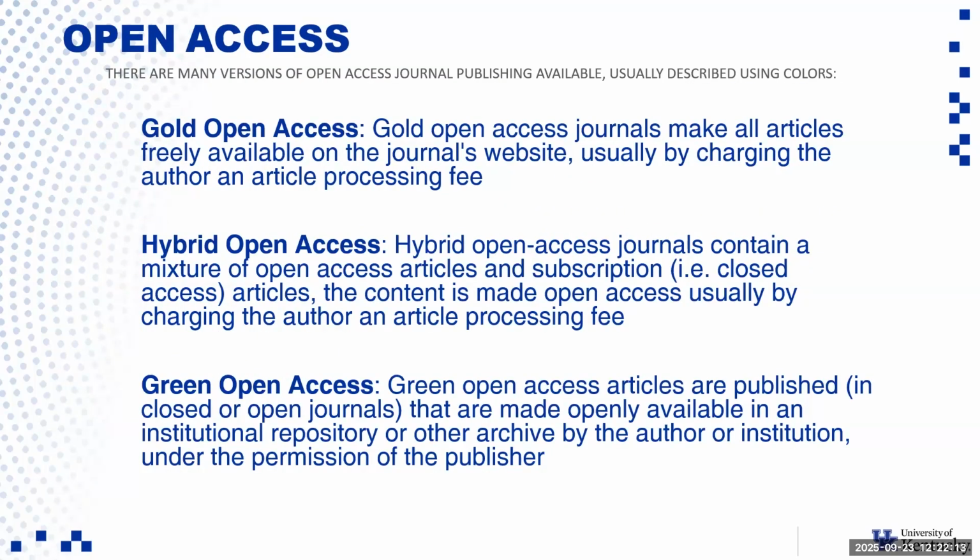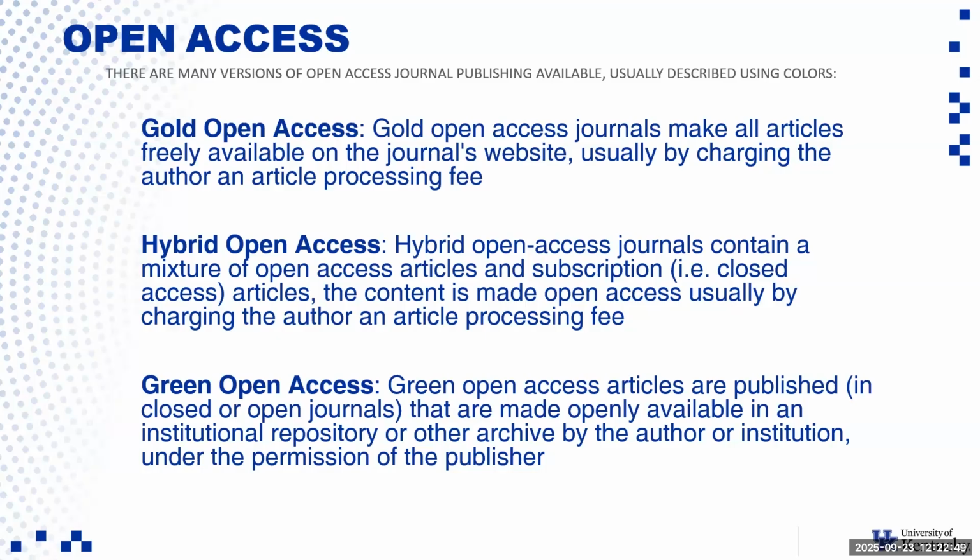All right. And finally, you'll want to determine if the journal is a subscription-based journal or if it is open access. Open access is a set of principles for making research outputs openly available, free of cost or other access barriers. There are many versions of open access journals, and they're usually described in colors. Gold open access journals make all of the articles freely available on the journal's website, usually by charging the author an article processing fee prior to publication.